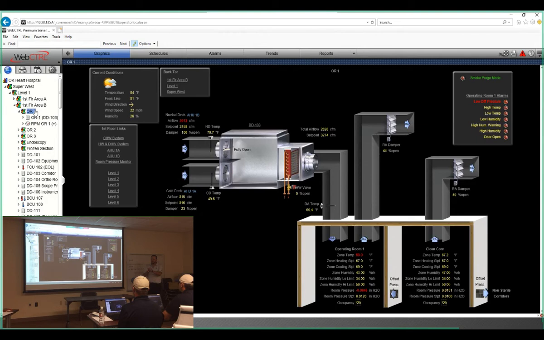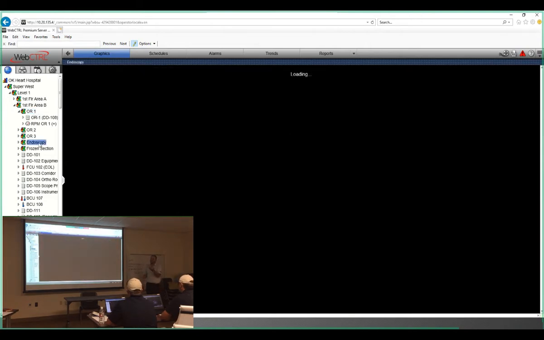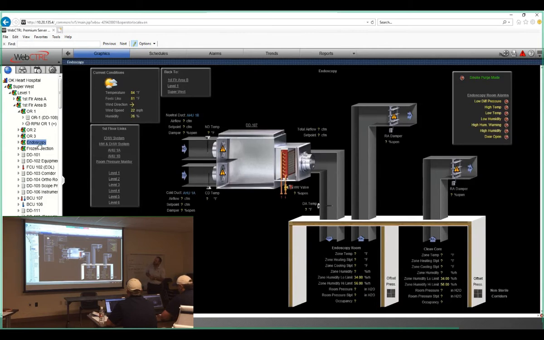The ORs, endoscopy, operate the same way. They're all on the same equipment. Endoscopy, see, operates the same way. Should have all the alarms up there in the right corner.